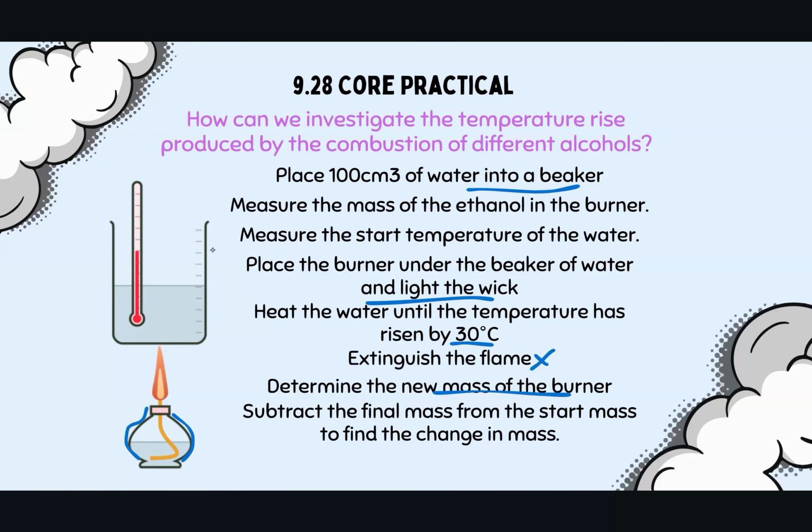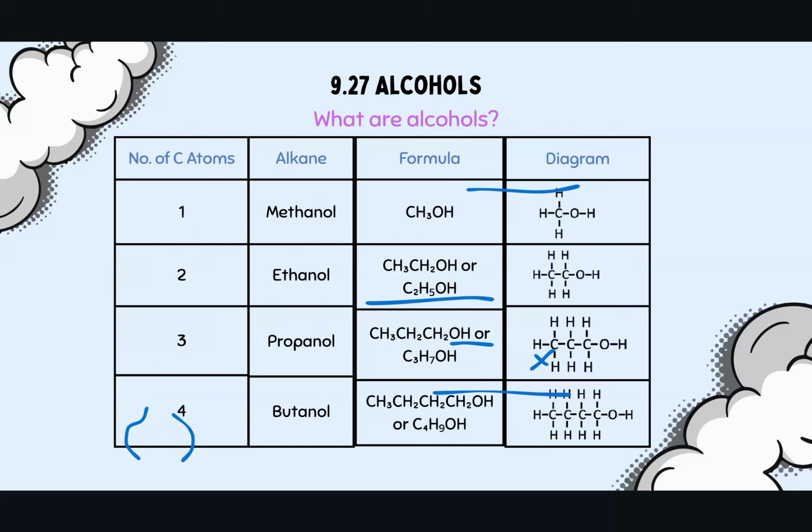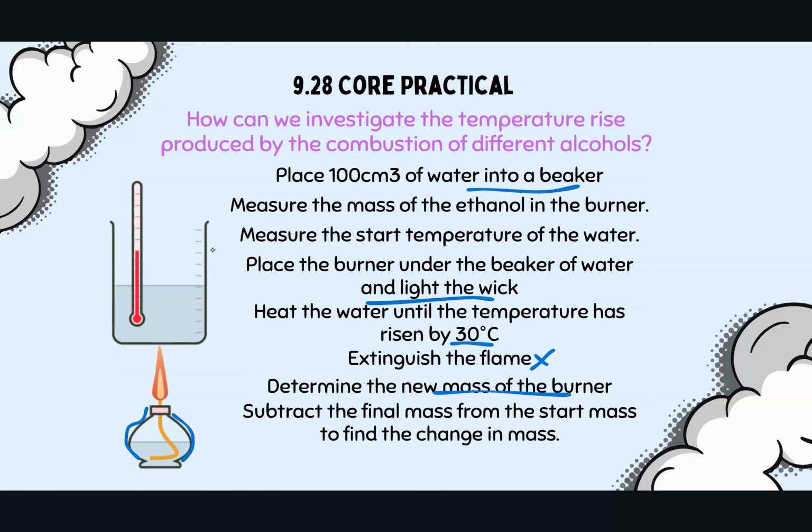So now we know how much of that particular alcohol was used to heat up by 30 degrees. So you do the same for methanol, ethanol, propanol, butanol, and see which one provides the most energy. So how much of it gets used up, increasing the temperature by 30 degrees.